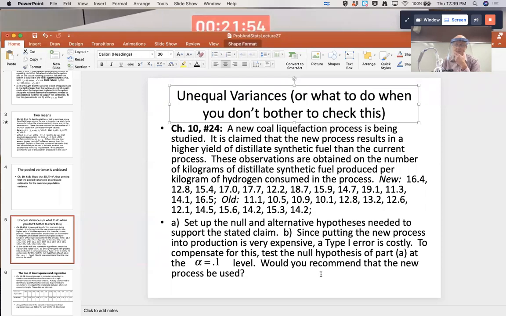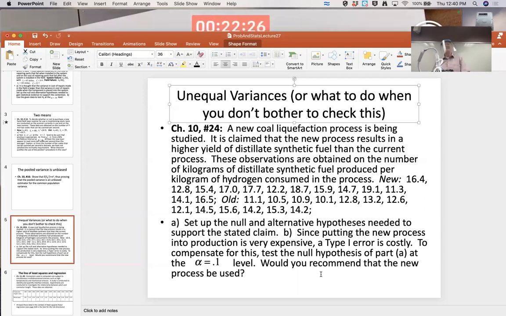So as far as finishing the problem goes, you are rejecting the null. That alpha is supposed to be 0.01. Therefore, as far as recommending whether the new process should be used, because you're rejecting the null, you say, yes, use the new process. It does seem to be more efficient, better at producing the fuel. You could be making a type 1 error. Maybe it's really not better, but that's the best decision to make based on the data you have.